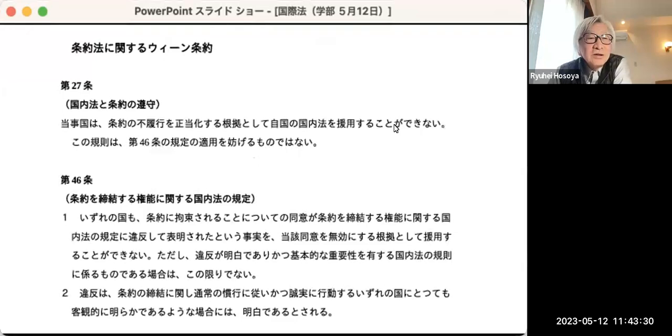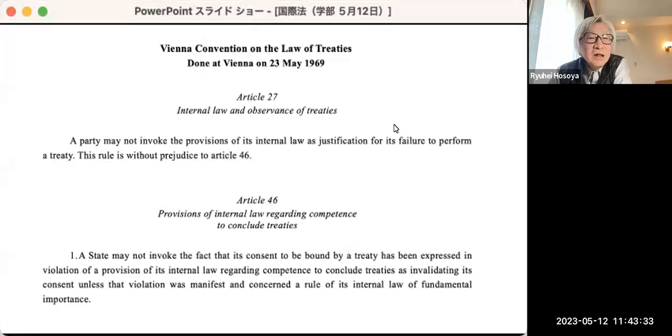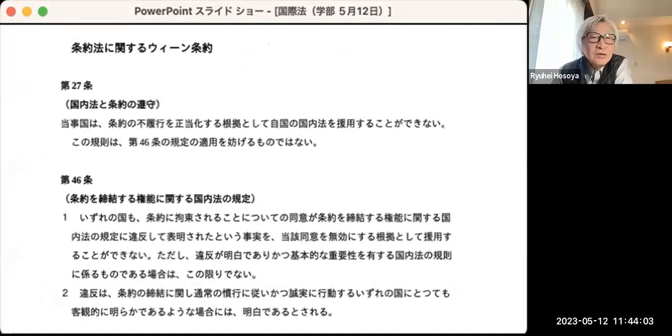And this is in Japanese, and this is English, of the Vienna Convention on the Law of Treaties. What do they mean by the law of treaties? This is the most important article, Article 27, which says a party may not invoke the provisions of its internal law as justification for its failure to perform a treaty. This rule is without prejudice to Article 46. Well, let's not worry about Article 46. That only refers to an exception to the rule. This is a multilateral treaty. Almost every country in the world is bound by this, is a party to this multilateral treaty.